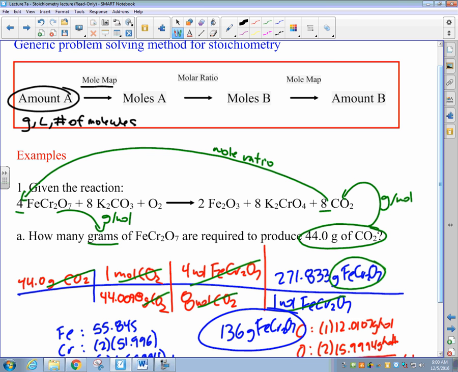Then from moles of the first species, we go to the moles of the second species using the mole ratio from the balanced chemical equation. And please, please, please again, make sure that that equation is balanced. If the equation is not balanced, this all falls apart. Once we then have moles of the second species, we convert it back into the amount of the second species, whether it be grams, liters, or number of particles, again using our mole map. So essentially, mole map to get into moles, molar ratio to get from moles of the first species to moles of the second, and then the mole map again to get back into a unit that you can actually measure in the lab. And that's pretty much the path you're going to take every single time.